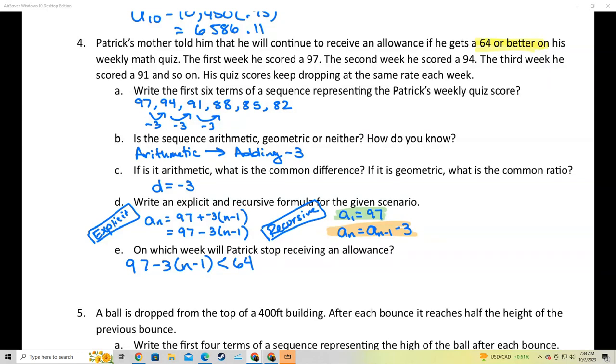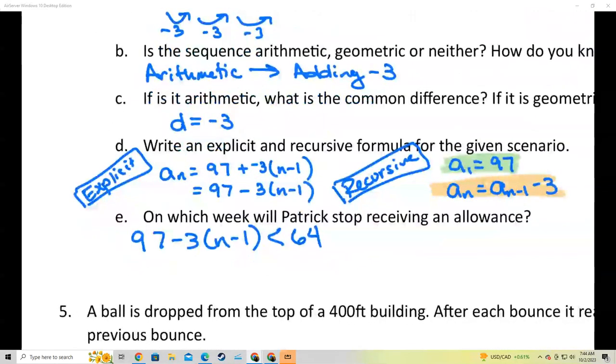And I don't know how much you guys remember for solving for this, but we're going to try to get n by itself. I'm going to work from the outside in. So I'm going to get rid of all the stuff on the outside of that n. I'm trying to get this n by itself. So let's get rid of the 97 first. How do I get rid of a 97? That's with subtracting 97 on both sides. These are going to cancel, and I get negative 3 times n minus 1 is less than... oh, when I subtract these, I believe I get negative 33.